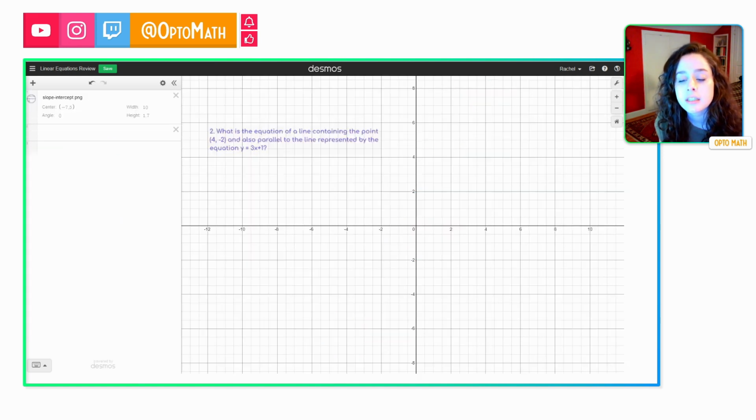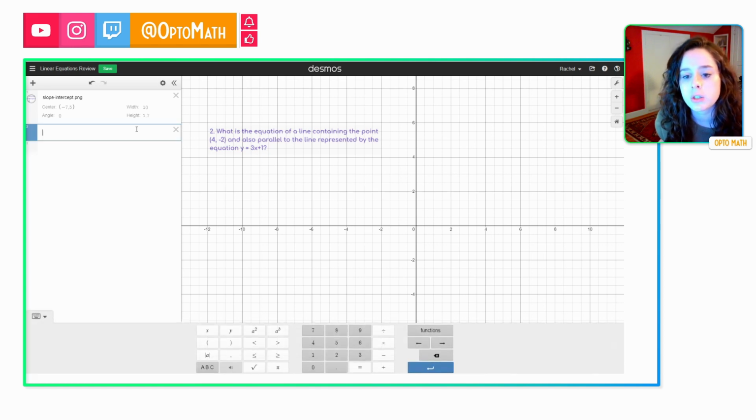Let's practice guessing and checking with Desmos in solving a problem where we're supposed to write our answer in slope-intercept form. So it says, what is the equation of a line containing the point 4, -2, and also parallel to the line represented by the equation y equals 3x plus 1? And it technically doesn't ask us to write it in slope-intercept form, but let's work it as if it does.